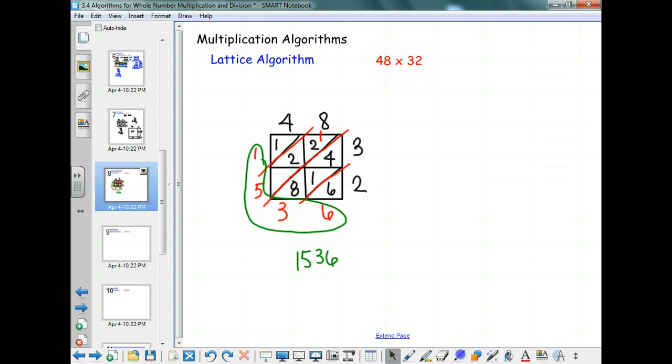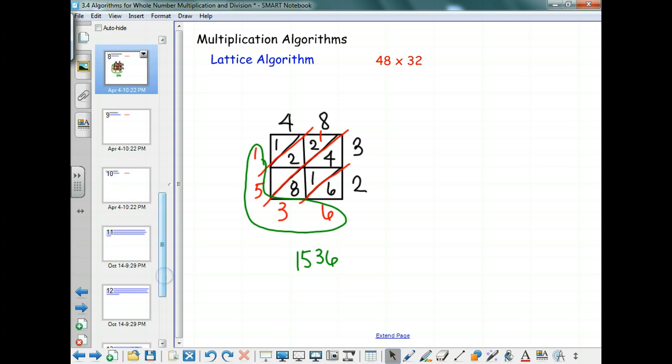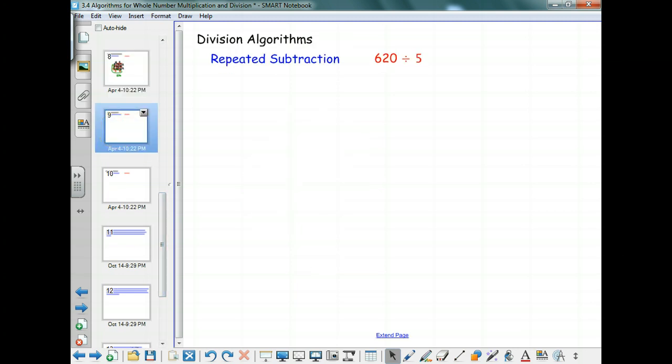Okay, you guys ready for the next one? Division. All right, division algorithms. There's actually only two, and one of them is the algorithm that you know. So I'm going to start with the one that you don't know, and that's called repeated subtraction.